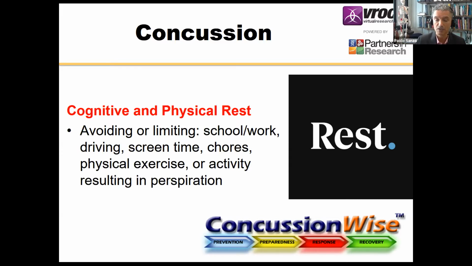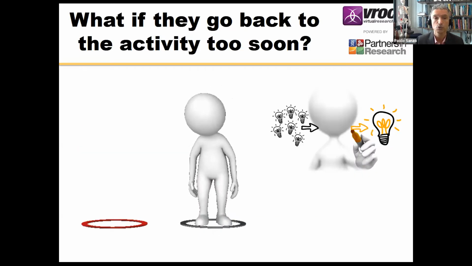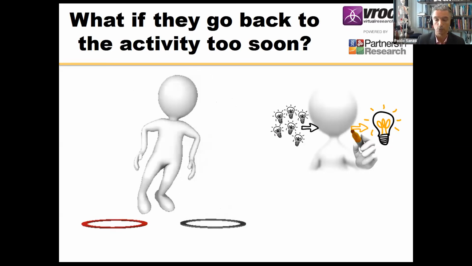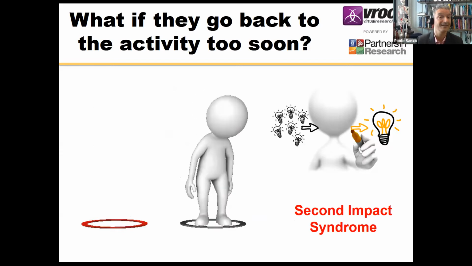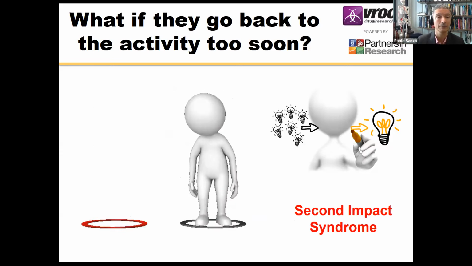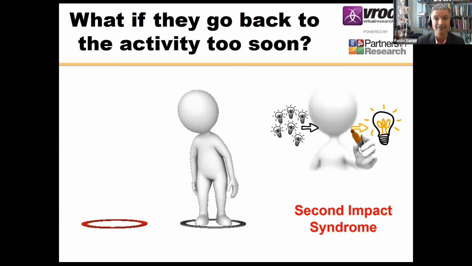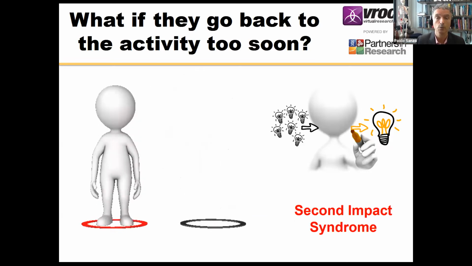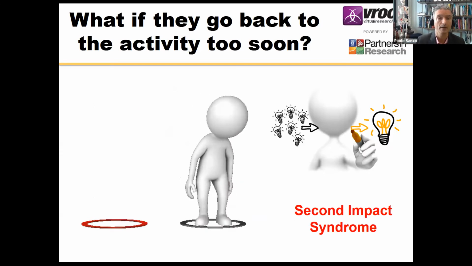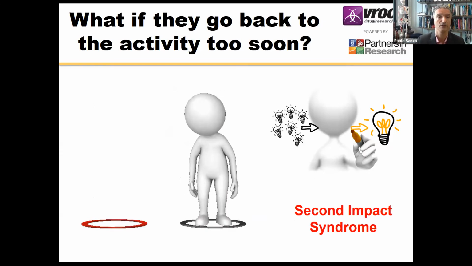In the early stages, this is actually detrimental to the recovery. Now, what if you choose to ignore this and you go back to that activity too soon and you sustain a second concussion? Well, the worry there is that you then can develop what we call second impact syndrome. And this can actually result in death. It can cause more damage to the brain. So we really have to be aware of when a concussion is injured and treat it very, very carefully.